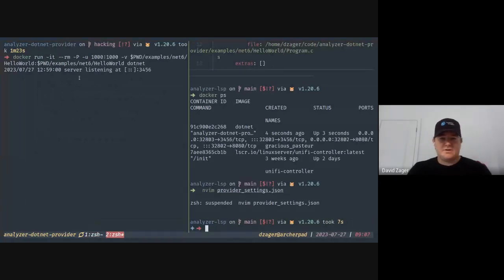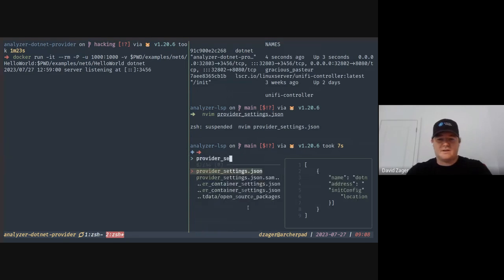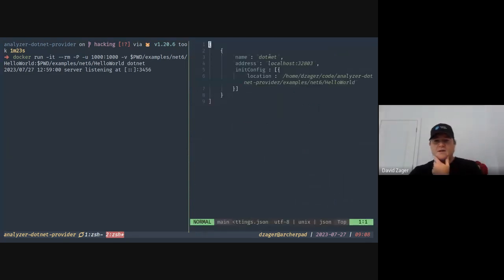I already started the server. So this is the analyzer, the external provider, the .NET external provider. It's running in Docker, and it's listening inside the container on port 3456. Over on the right, what you can see is it's actually on my host. It's listening on 32803. So if I look at my provider settings, what you'll see is I have this new provider .NET. Its init config, its location of the file is at the same path.